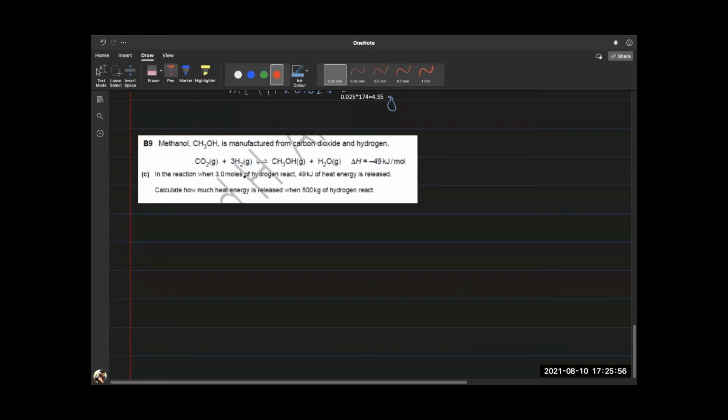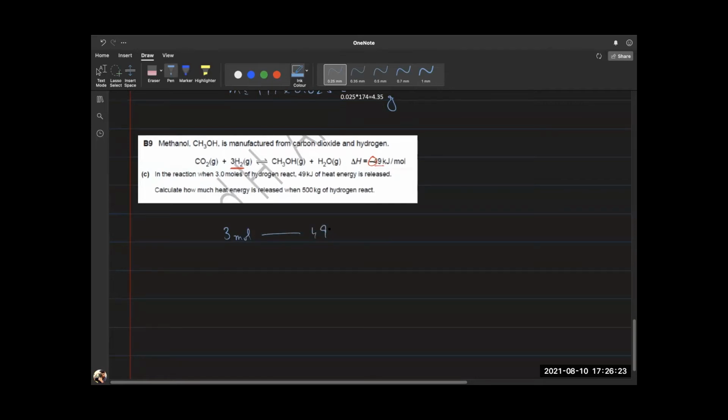In the reaction, when 3 moles of hydrogen react, 49 kilojoules of heat is released. Okay, so you can see that 3 moles of hydrogen do react and 49 kilojoules is the enthalpy change and it is negative. Negative means energy is being released. Calculate how much energy is released when 500 kg of hydrogen react. So this is quite simple. The ratio method is what we are going to look for.